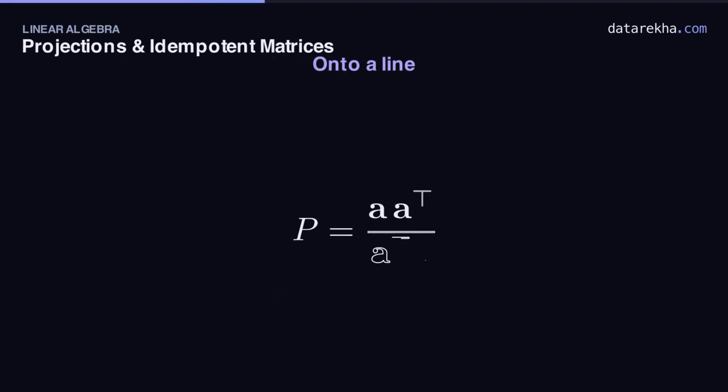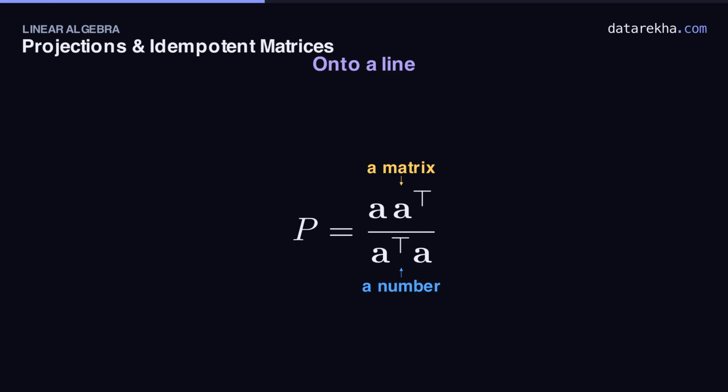Let's build a real projection matrix. The simplest target is a single line along a direction vector a. The projection onto that line has a neat closed form: a times a transpose, divided by a transpose a. The bottom, a transpose a, is just a number, the squared length of a. The top, a times a transpose, is a full matrix, a matrix over a number.